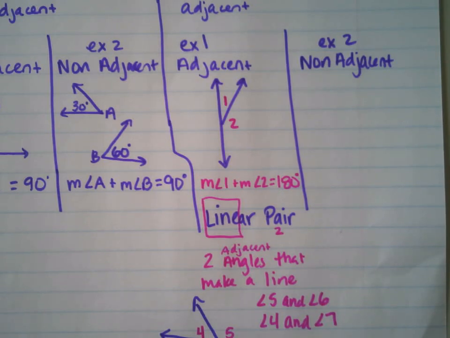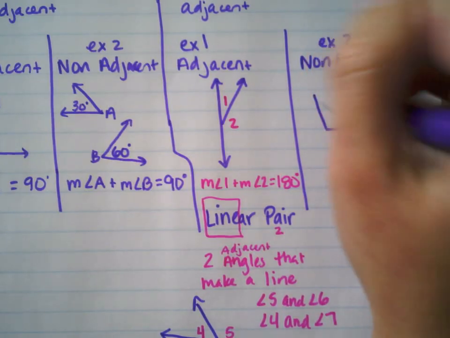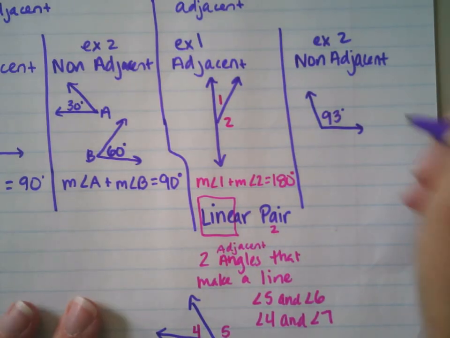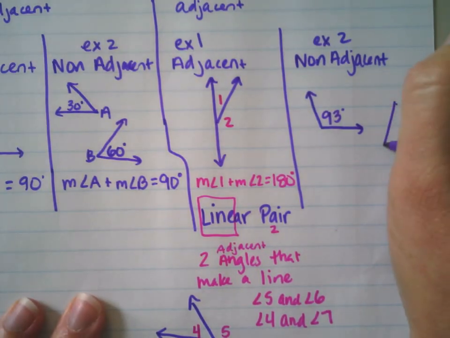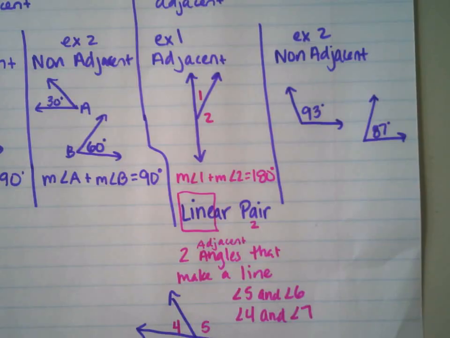Okay, somebody raise your hand and give me one example that you came up with. What did you come up with? 93 and 87. Okay, so you drew something that was slightly bigger than a right angle. You called it 93, and then 87. Does that work? Do we all agree on that? Okay, that does work.